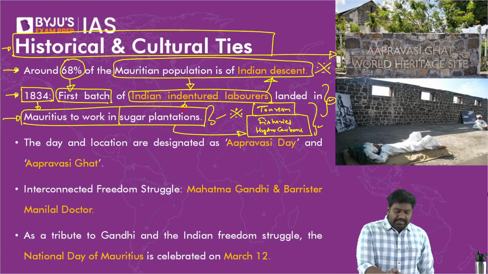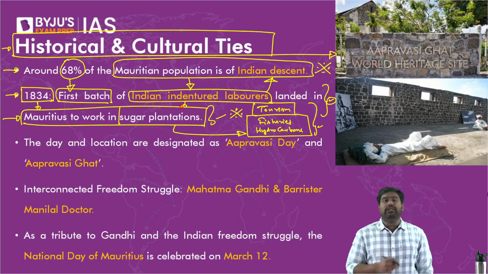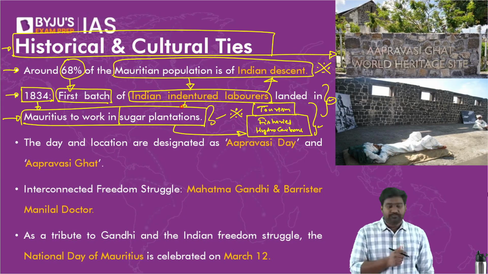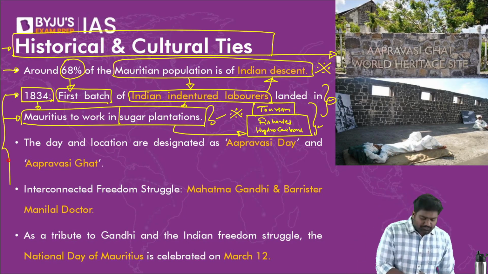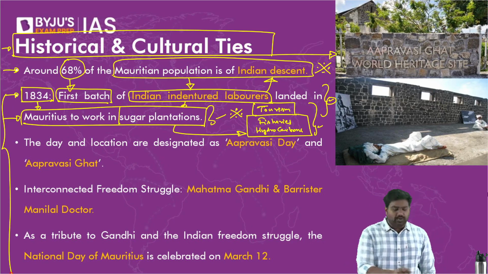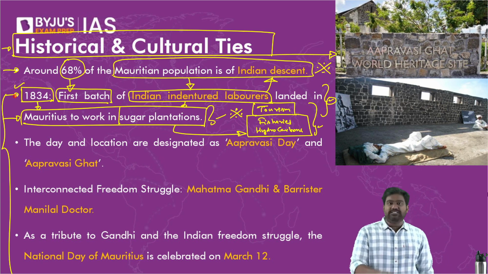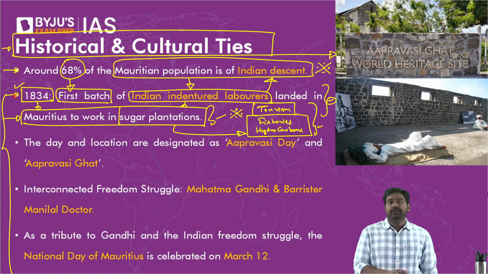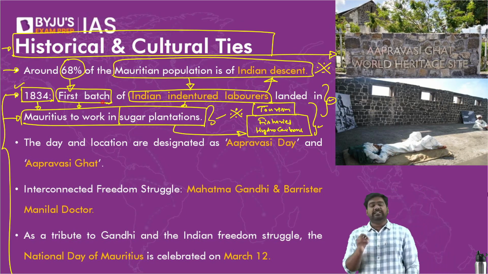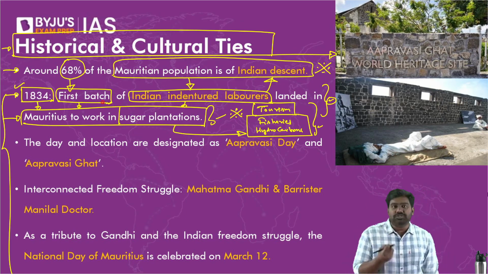Now, please make a note of some important historical points, which is important for your prelims, for your history as well. The first batch of Indian laborers to be transported to any country was Mauritius. The year was 1834. All right. Indentured labor system started here with Mauritius. So a question might be asked, where were the first batch of Indian indentured laborers taken? To which colony? To which country? The answer is Mauritius. It started in 1834.